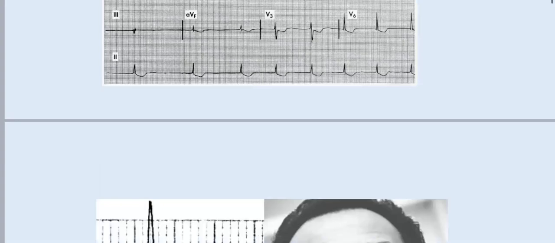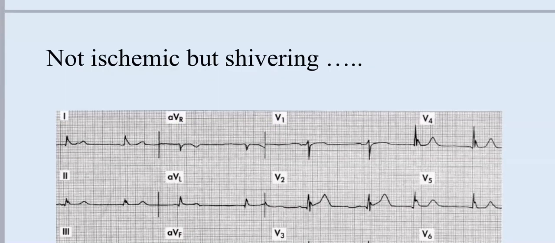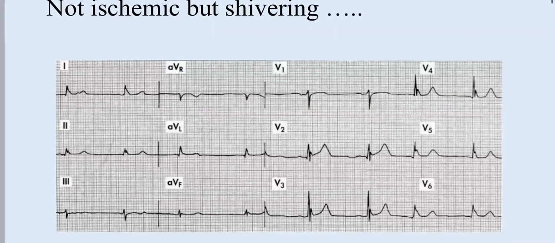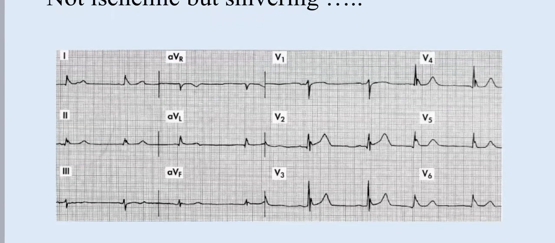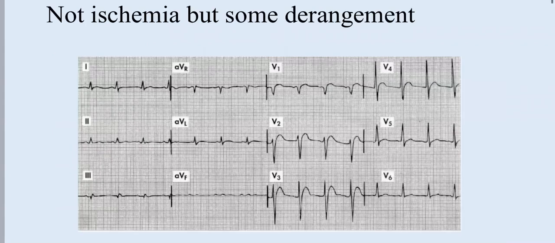Right. Now, what is this? Not ischemia, but this patient is shivering. I have ST segment elevation, subtle, and I have something else, which is? Hypothermia, U wave. Exactly. Yes, it's hypothermia, Osborn waves, and a subtle ST segment elevation. Okay, good. Not ischemia, but some derangement.